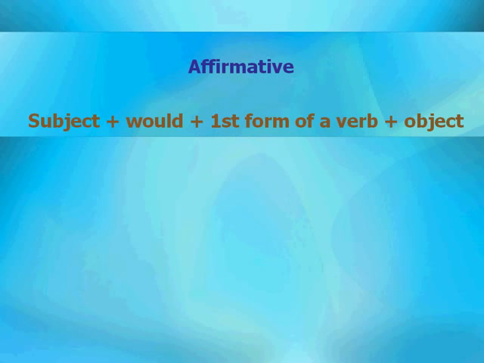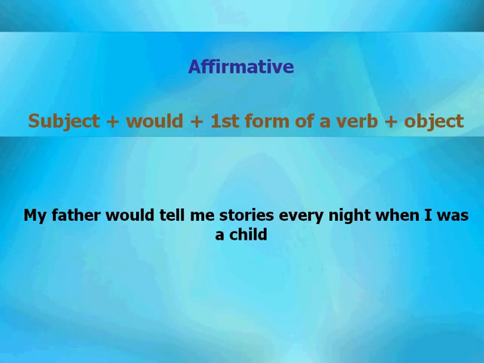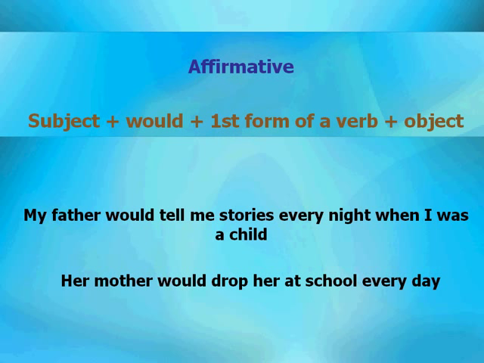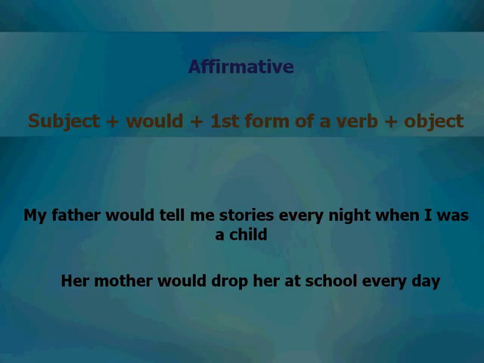Now we look at the structures of would. First of all, affirmative. Subject plus would plus first form of a verb plus object. My father would tell me stories every night when I was a child. Her mother would drop her at school every day.